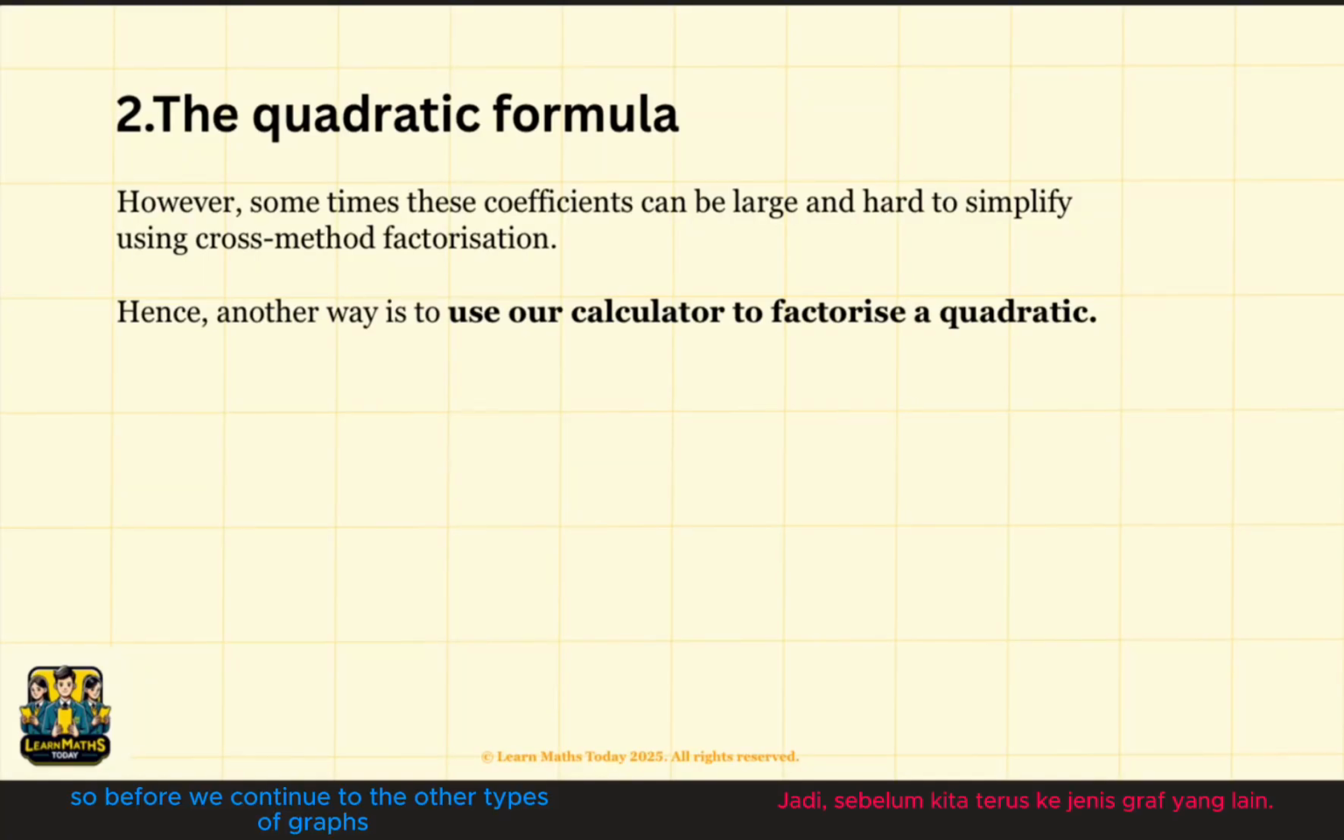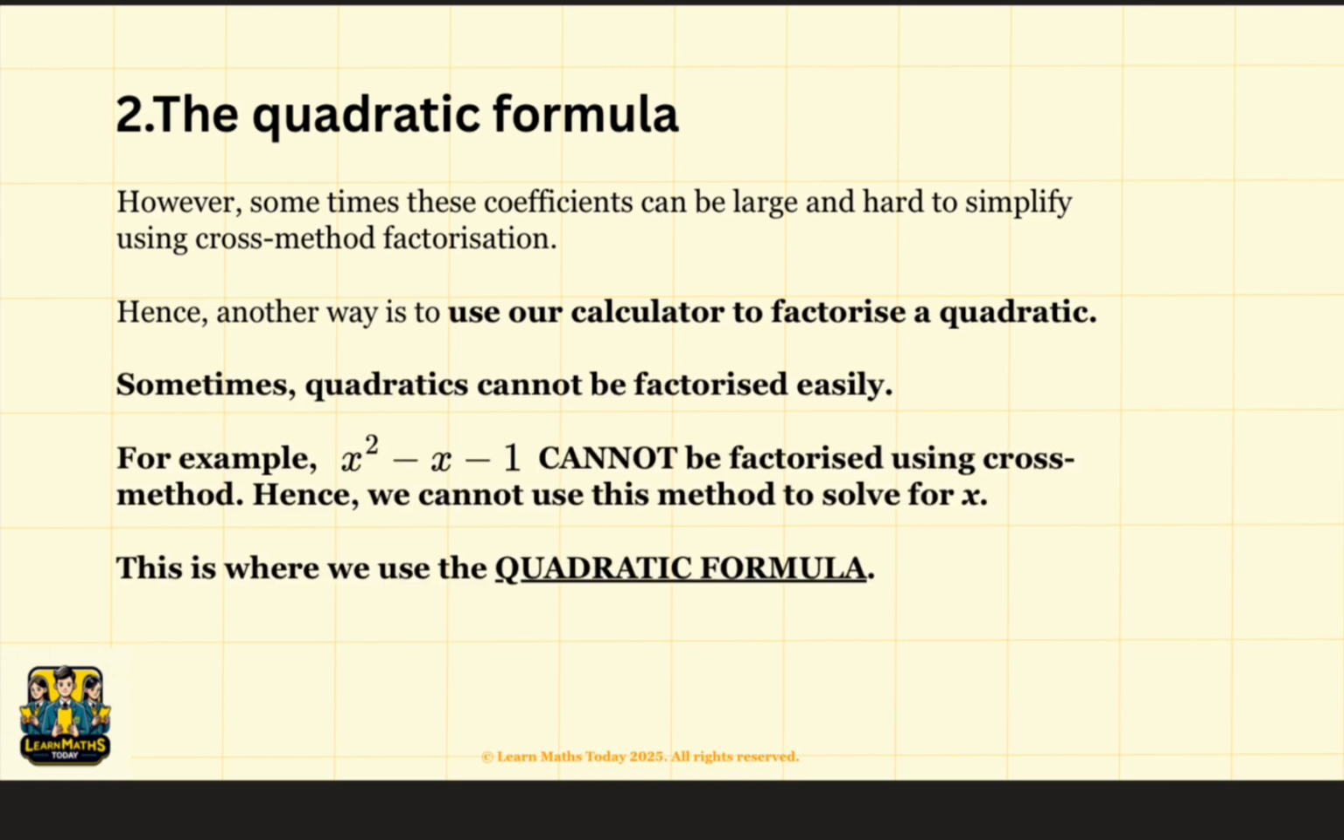So before we continue to the other types of graphs, let's talk about the quadratic formula. Sometimes we cannot use cross-method factorization to find the roots of x. Therefore, we have to use the quadratic formula, which is another way to calculate or factorize a quadratic. For example, this equation over here, x squared minus x minus 1, cannot be factorized using the cross method.